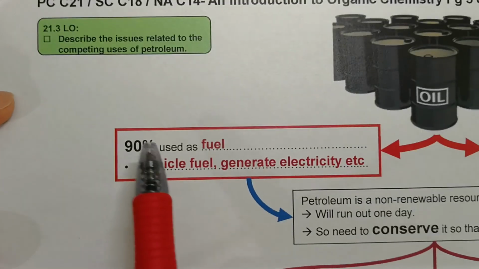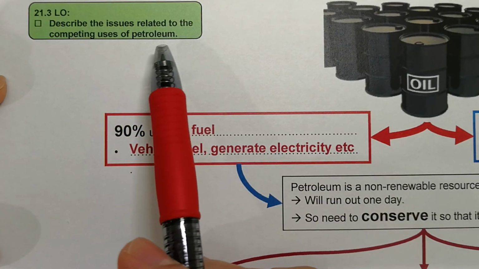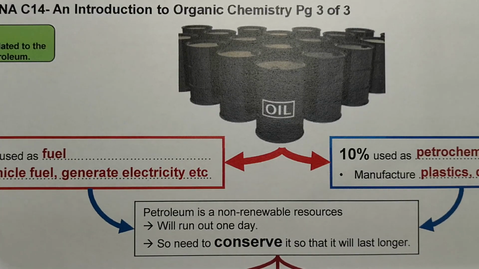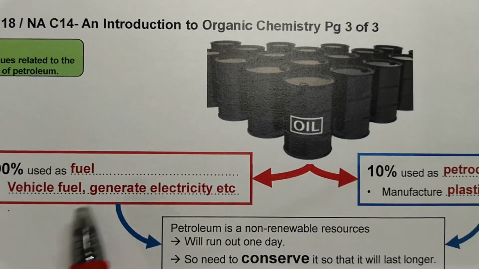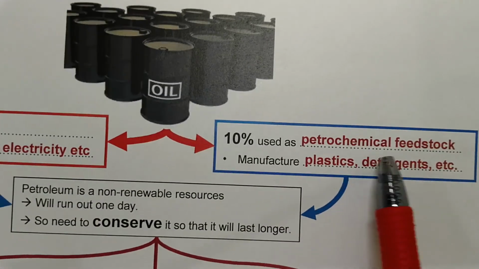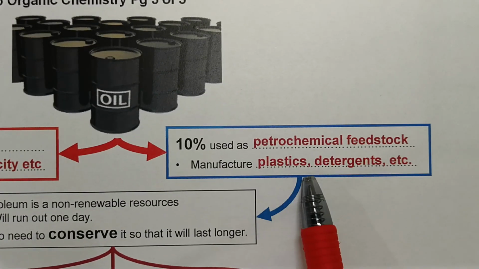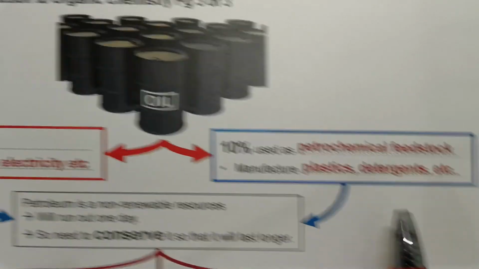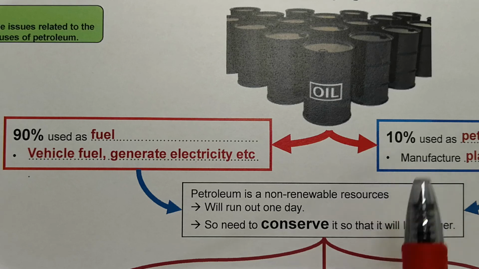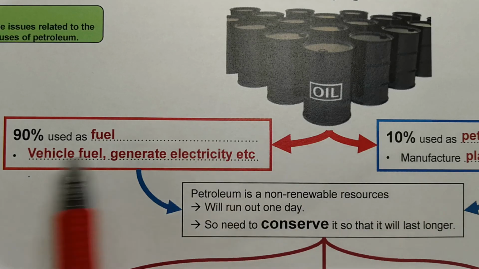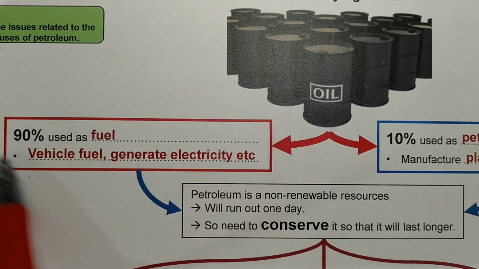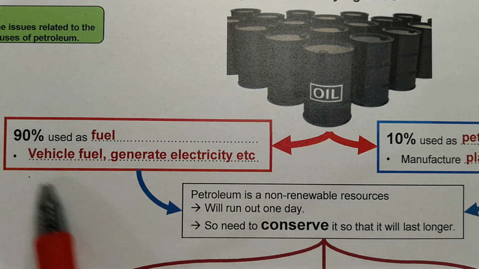Okay, the third learning objective is on describing the issues related to the competing uses of petroleum. Petroleum, as of now, 90% is used as fuel. Okay, vehicle fuel, generate electricity, etc. And only 10% is used for petrochemical feedstock, to manufacture plastic, detergent, etc. Okay, this is not an ideal scenario, because the ideal scenario should be 90% here, maybe 10% here. So over here, 90% is used as fuel. This is not very desirable.